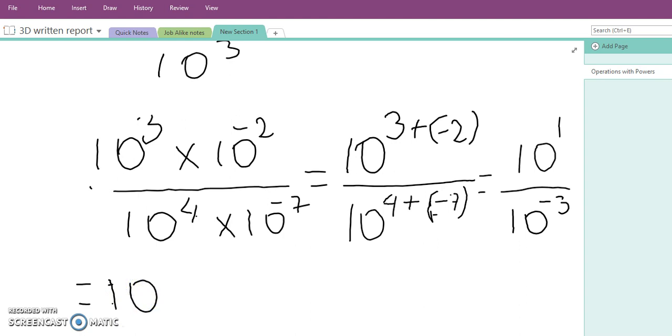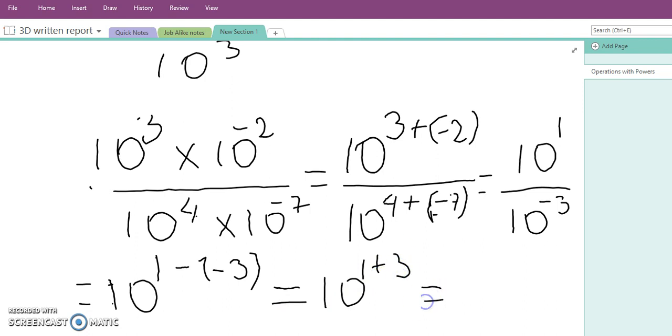So in this case, I have 1 minus 3. This comes out to 1 plus 3 because 2 minuses make a plus. And now I have 10 to the 4. And this is my final answer.